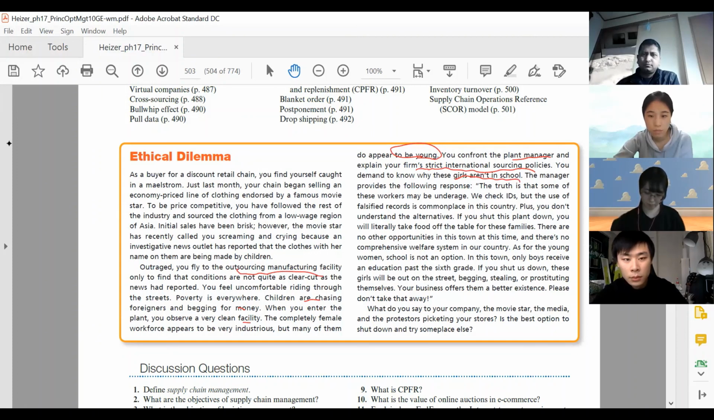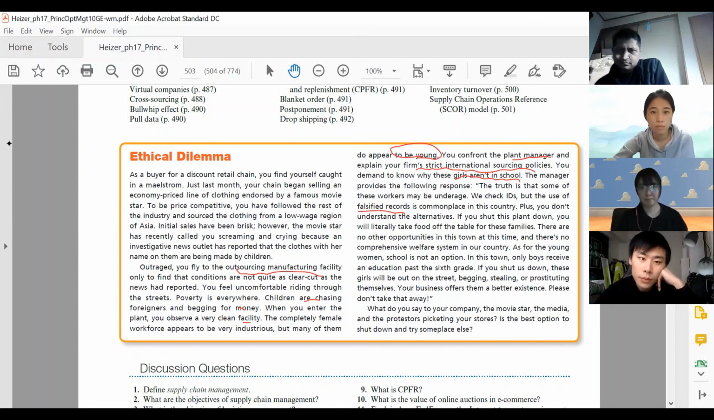The truth is that some of these workers may be underage. We check IDs, but there is the use of falsified records. Plus, you don't understand the alternatives. If you shut down this plant, you will literally take the food from these families. So we are in a dilemma. We try to help poor people, but poor people have difficulties. There are no opportunities. There's no comprehensive welfare system in our country.